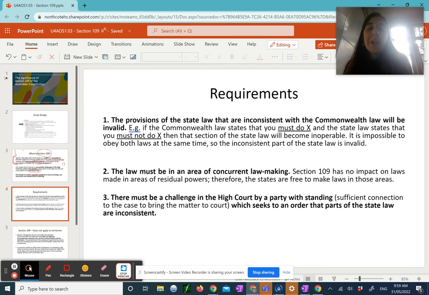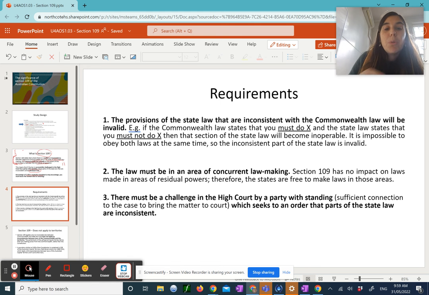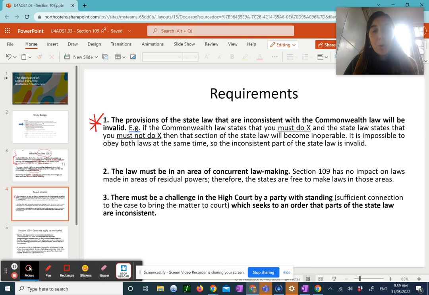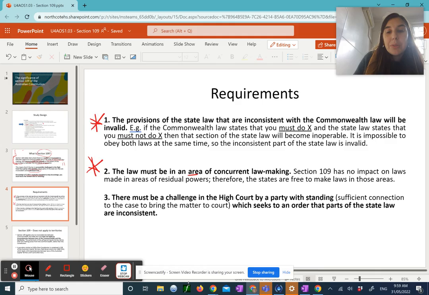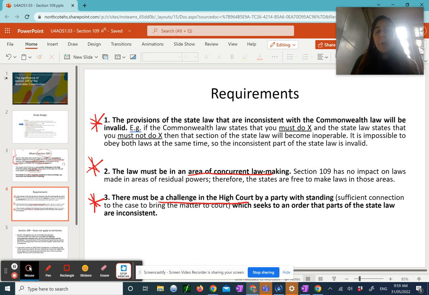Okay, so quick recap. What are the requirements? The provision of state laws that are inconsistent with Commonwealth law will be made invalid. That means state law will be overruled by Commonwealth law. Section 109 can only apply in areas of concurrent lawmaking, because that's the only area where they can usually come into conflict. And in order for Section 109 to be invoked, it must be challenged in a High Court ruling by a party who has a significant connection to the case.